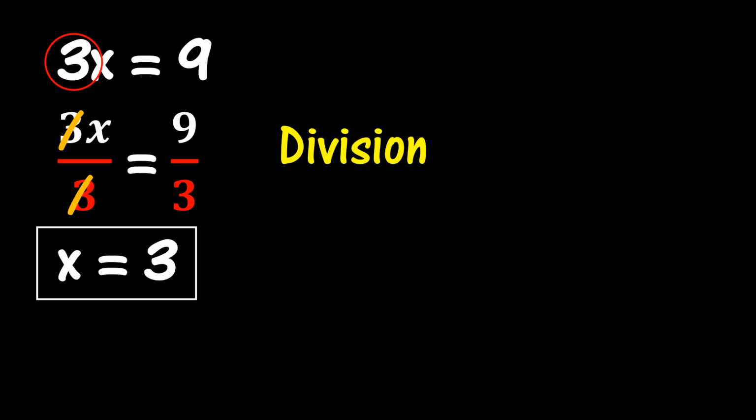To make sure our answer is correct, we can do a quick check. 3 times 3 is in fact equal to 9, so our answer checks out.